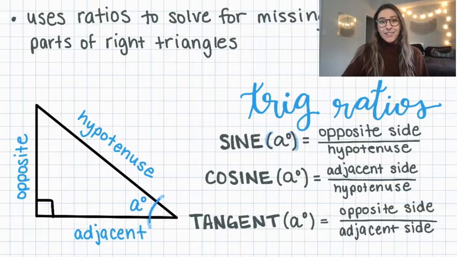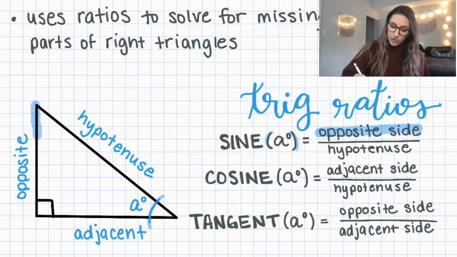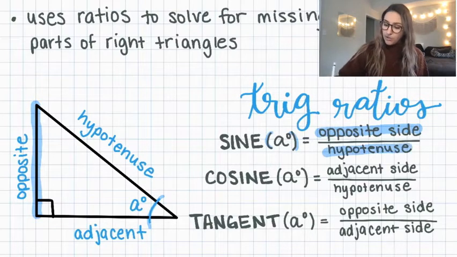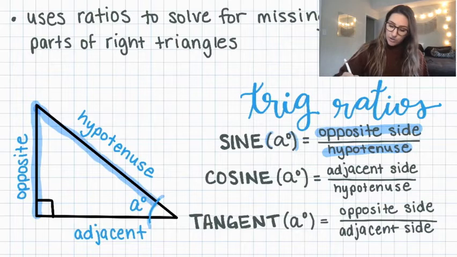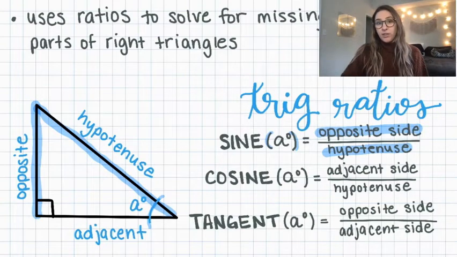So sine is the value of the ratio of the opposite side of a triangle to the hypotenuse. Now the opposite side is always going to be across from the given angle, and the hypotenuse is always across from the 90-degree angle. So it's a fraction, or it could be a decimal, and it represents the relationship or the ratio between the opposite side and the hypotenuse.